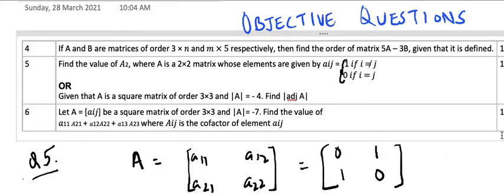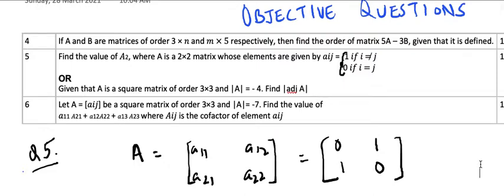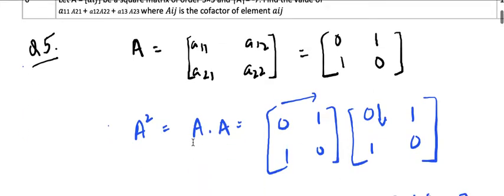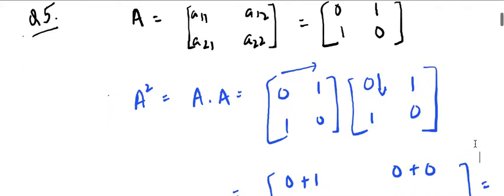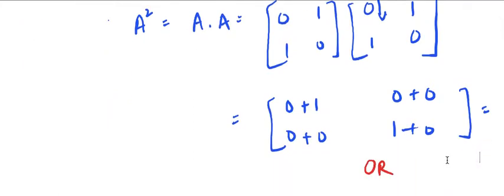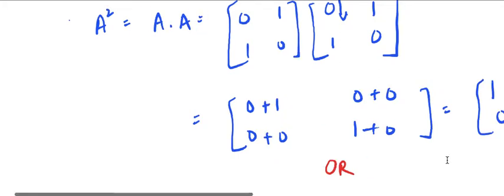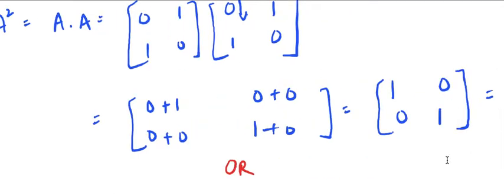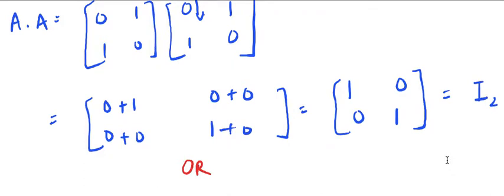Now A square means I have to multiply my matrix by itself, A into A. Multiply row with the column. You are very well familiar with matrix multiplication, and when you simplify it, what do you get? You will get your matrix as the identity matrix of order 2, which is I2. So this is the answer to the first optional part of the fifth question.